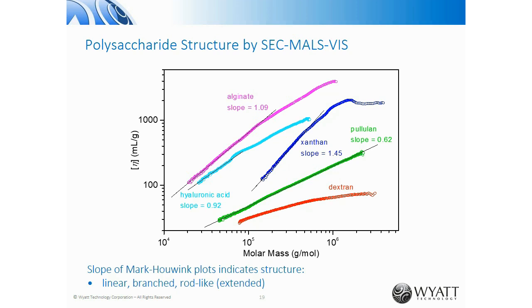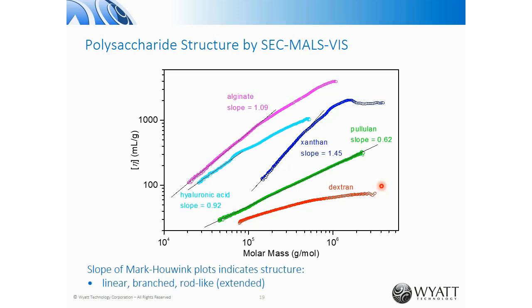The green plot is for pullulan, so it's perfectly linear with the slope 0.62. Slopes of 0.6 to 0.8 are typical for linear polymers. So the slope and the linear pattern of this plot correspond to linear macromolecular chains, and really pullulan is a linear polysaccharide. Then we have another plot for dextran in red color. Dextran is known as a branched polymer, and branching here is indicated by curvature of the plot, which shows a decrease in slope towards higher molar masses. This is a typical shape for a branched polymer.